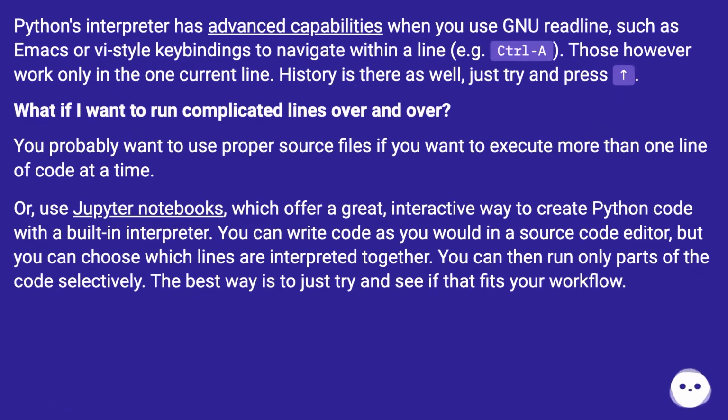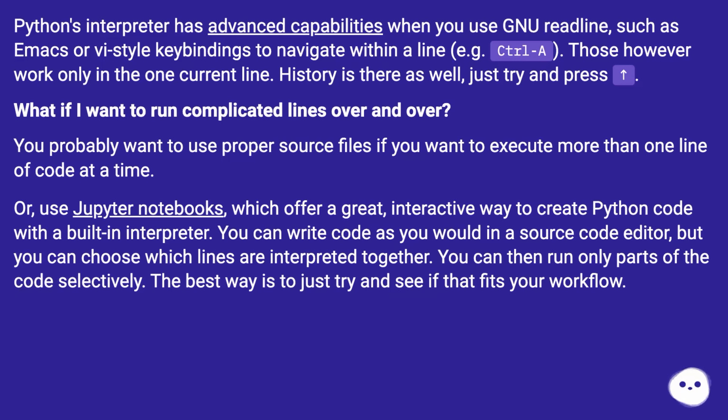Python's interpreter has advanced capabilities when you use readline, such as Emacs or vi-style key bindings to navigate within a line, e.g. Ctrl-A. Those however work only in the one current line. History is there as well, just try and press up. What if I want to run complicated lines over and over?